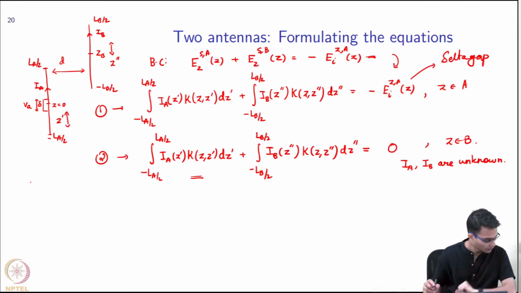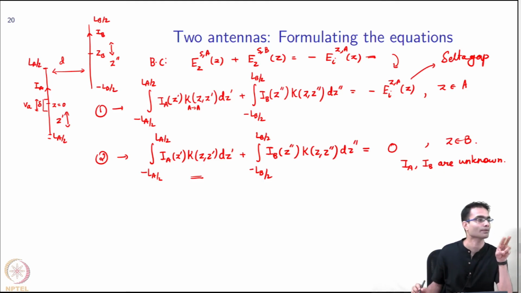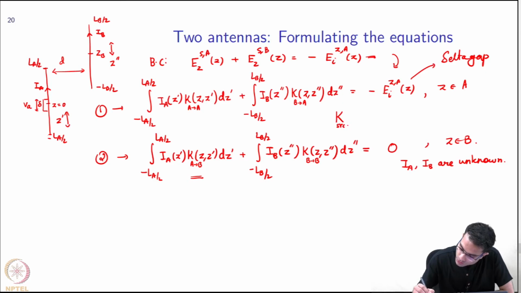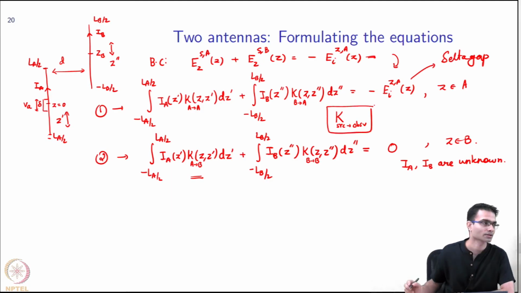So let me put a few subscripts here. This K over here, this is A on A. That means the source and the testing point were A and A. In this K, what is the source point? Source point is the second element falling on A. Here, what is the source point? A falling on B. This is B falling on B. So the notation was K source to observation point.